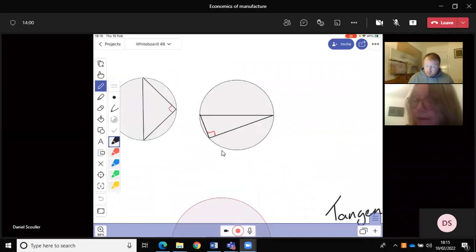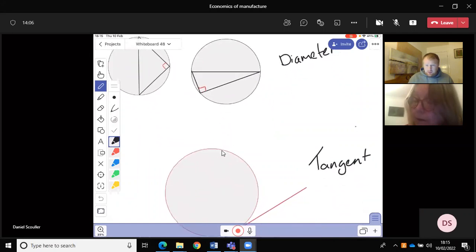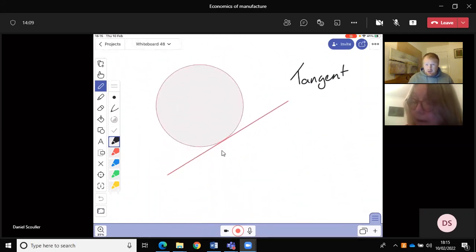We'll call that the diameter. So circle, triangles being formed from the diameter, and then that's a tangent. The tangent is a straight line that touches the circle at one point. So it's just skimming that circle at that point there. That one point. So the lines are intersecting.